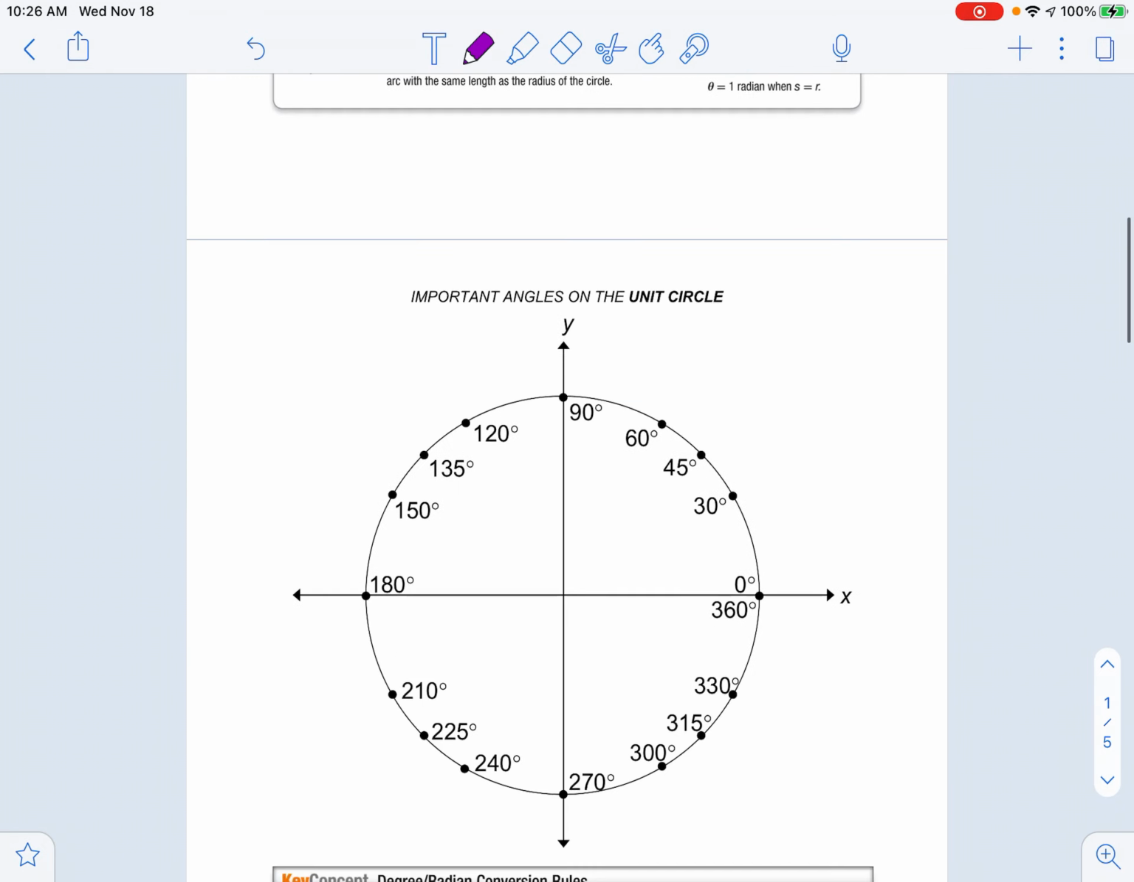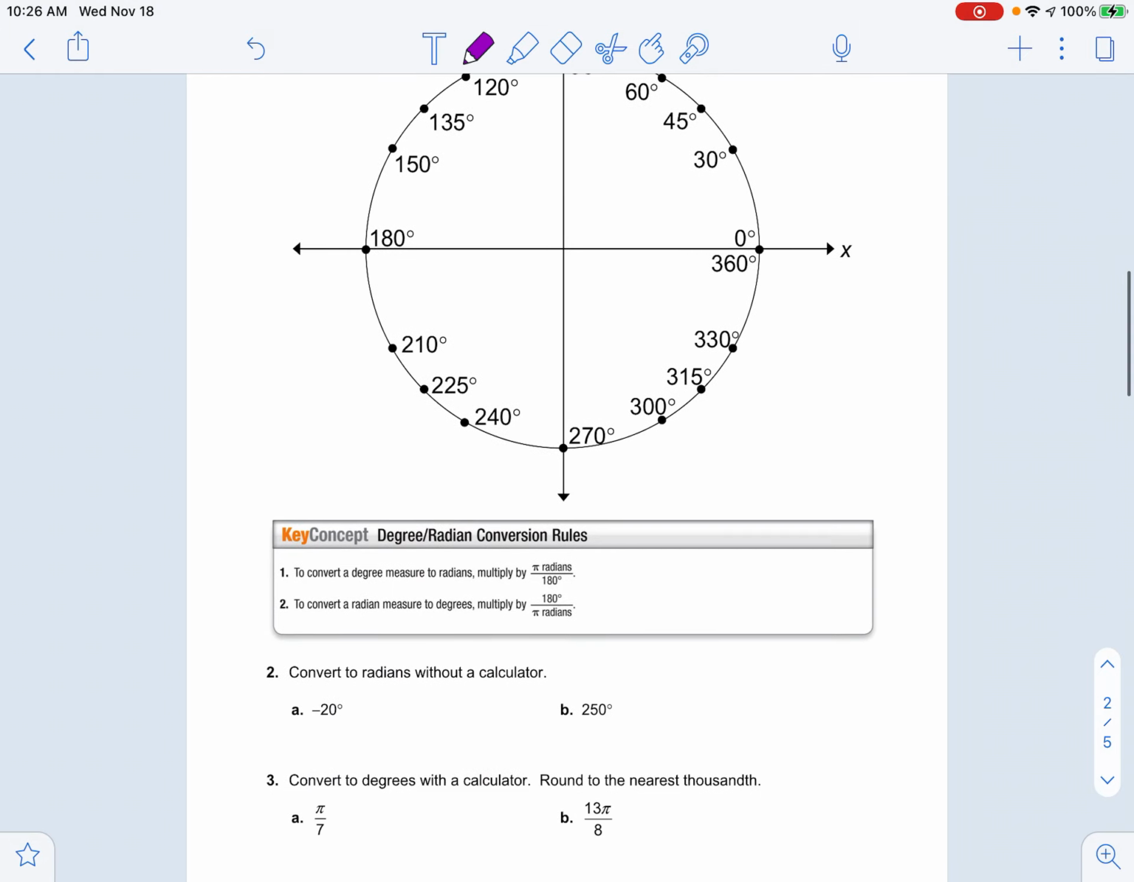So you're going to see on this sheet right here, it talks about all of the different angles on the unit circle. But in order to talk about radians, we have to convert degrees to radians, or the other way around. We have to have an understanding of what a radian is.